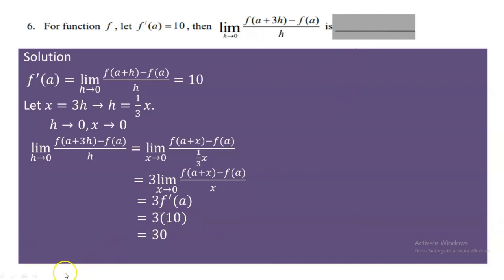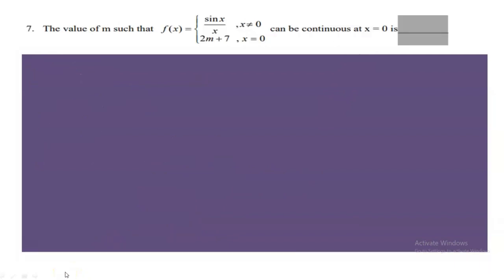Next from this, question number 7 is going to come, and here we are going to answer a question involving continuity. This function, as a piecewise function, has been defined this way. You've been told that this function is sine x over x for any value except 0. Except 0, the function is sine x over x.